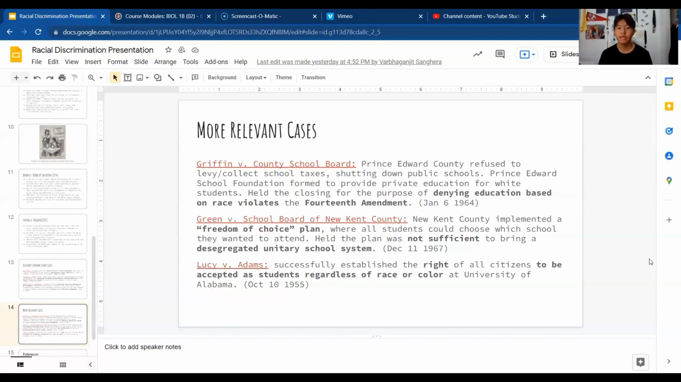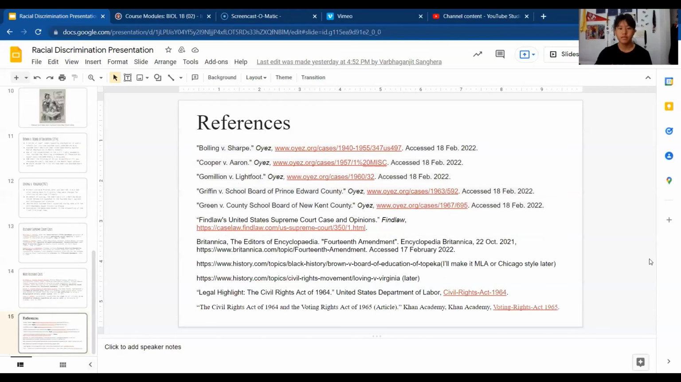Green v. School Board of New Kent County. New Kent County implemented a freedom of choice plan where all students could choose which school they wanted to attend. Ultimately, no white students transferred to Black schools, and only a handful of Black students transferred to white schools. And the court found this not sufficient to bring about a desegregated unitary school system. Lucy v. Adams successfully established the right of all citizens to be accepted as students regardless of race or color at the University of Alabama. And yeah, these are references. So enjoy.